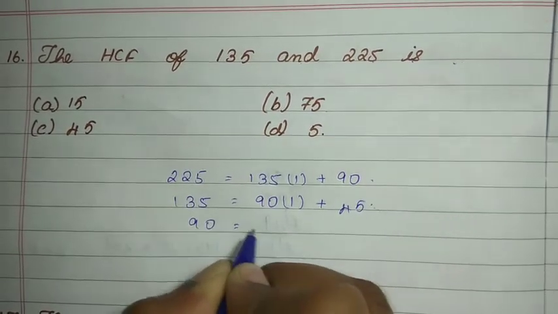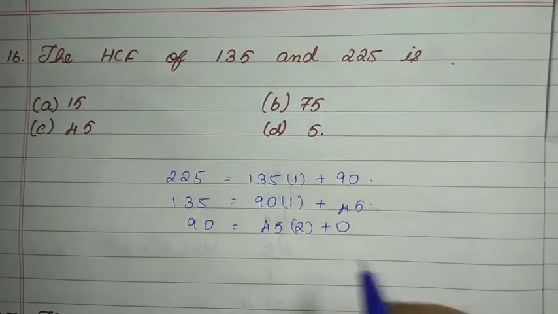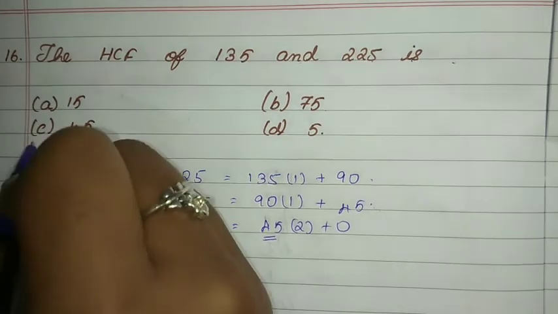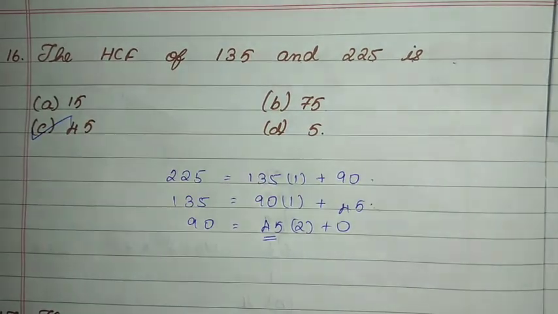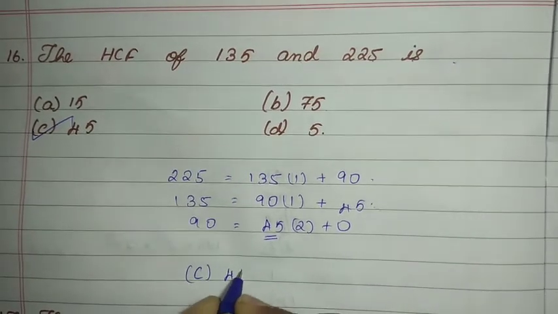So 90 is equal to 45 twice is 90. So this leaves a remainder 0. So my HCF is 45. So option C is right. Therefore my final answer will be option C, 45.